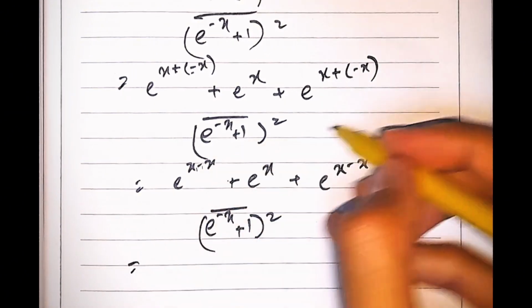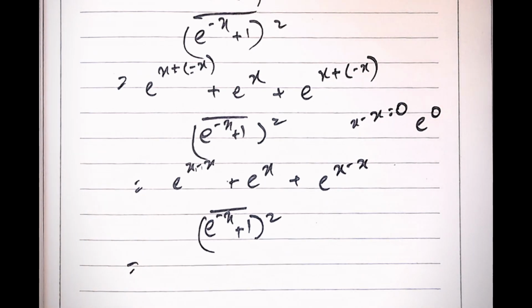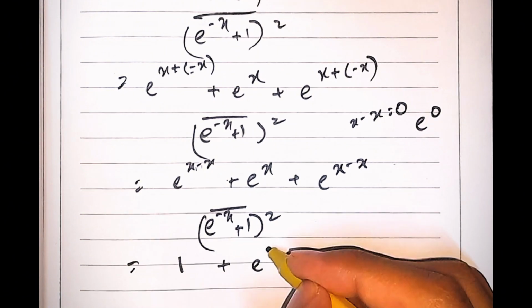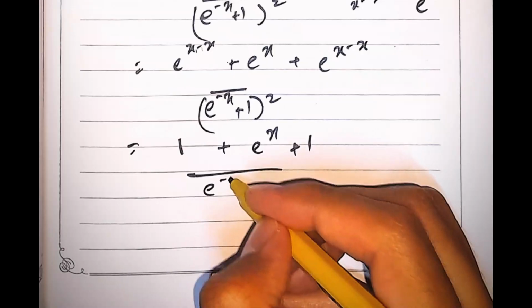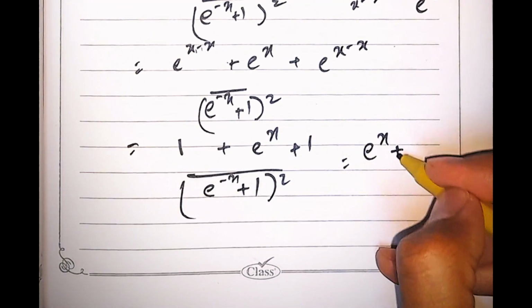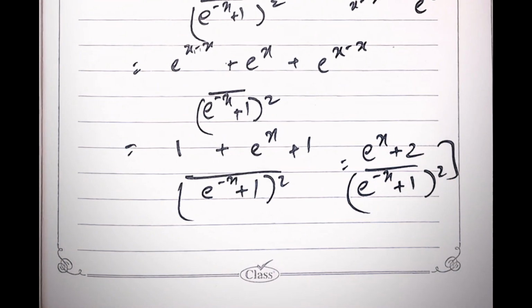This would be 0, right? x minus x is actually equal to 0. Then we are left with e power 0. When we have something power 0, it is actually equal to 1. Then over here again 1, so e^x plus 1 divided by (e^(-x) plus 1) whole square. So we have 1 plus 1 is 2, so e^x plus 2 divided by (e^(-x) plus 1) whole square. So this is the final derivative of that function.